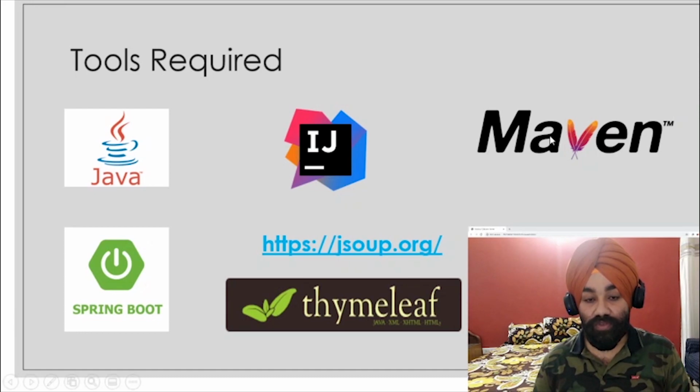Then we'll be using Maven as a build tool, and it helps us manage all our dependencies and build our code. And we'll be using JSoup, which is a Java-based library for web scraping. And we'll be using Thymeleaf, which is basically a Spring-based templating library.